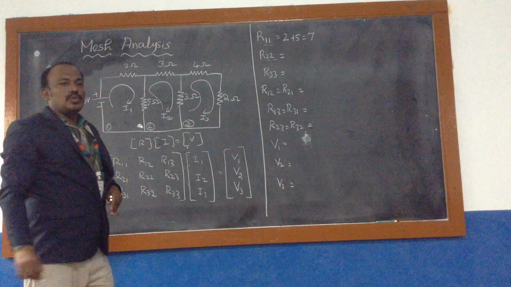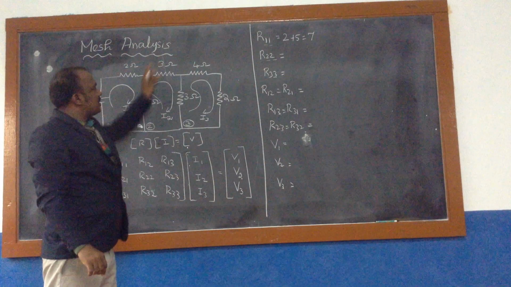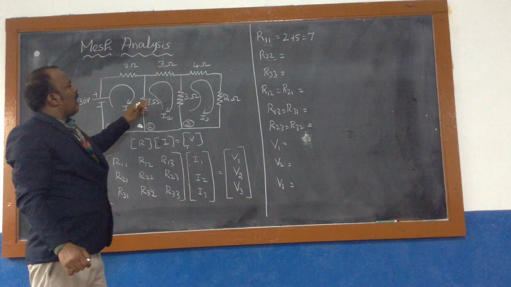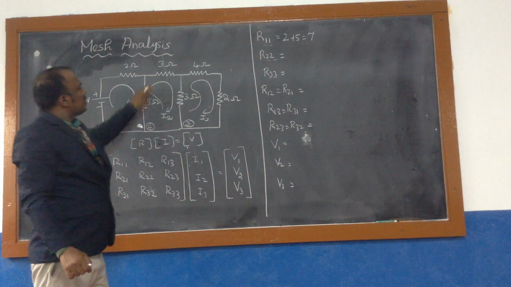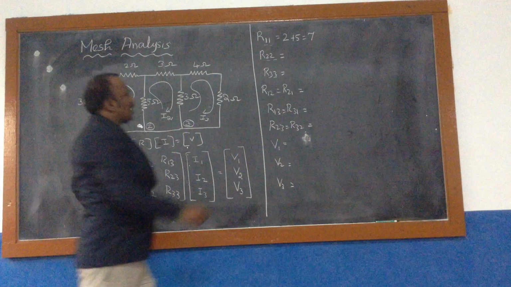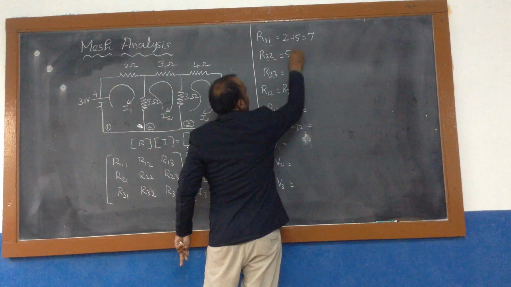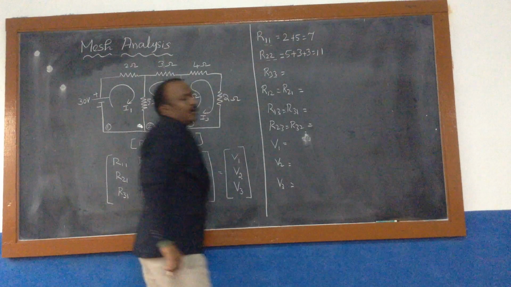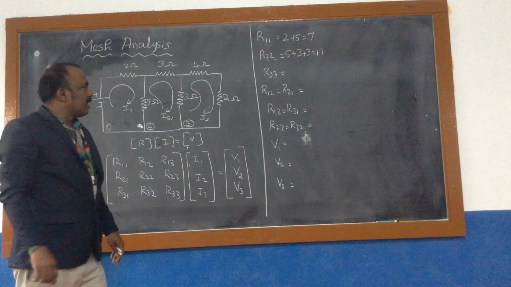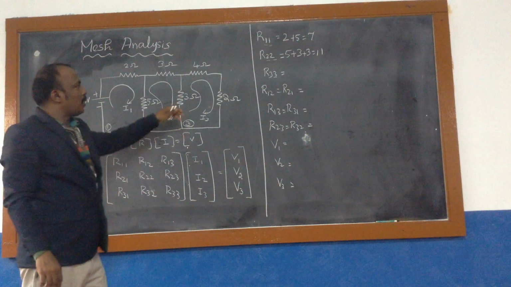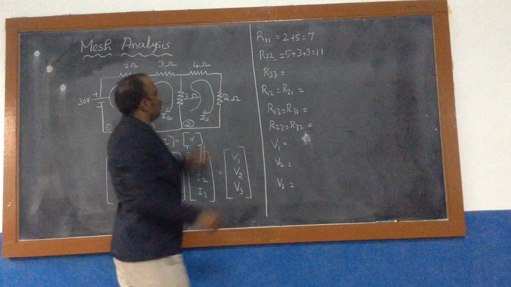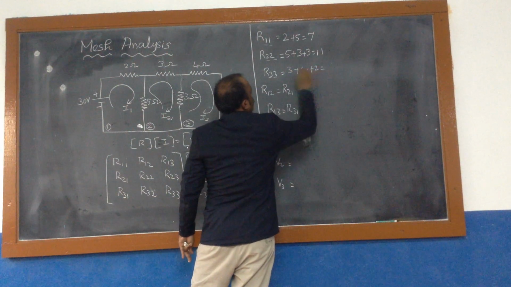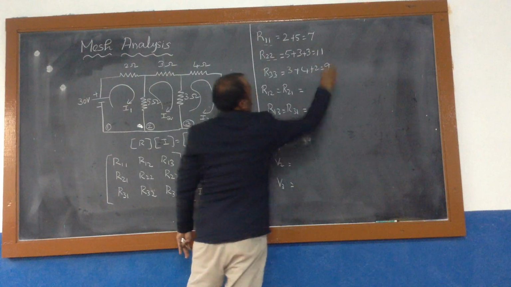Similarly, R22 means the second loop alone. In the second loop, how many resistors are there? A 5 ohm resistor, a 3 ohm resistor and a 3 ohm resistor. We add the resistors: 5 plus 3 plus 3 is equal to what? 11 ohms. Similarly, now we consider the third loop alone. We have 3 ohm, 4 ohm and 2 ohm: 3 plus 4 plus 2, which is 7 plus 2, 9 ohms.